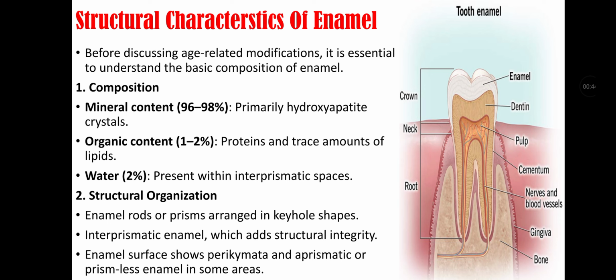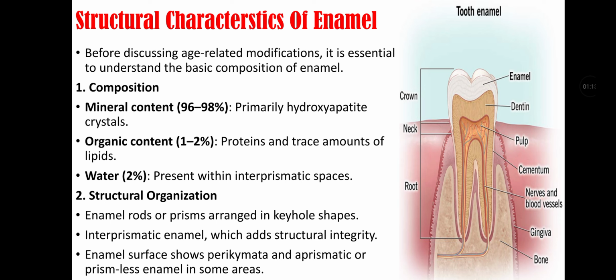Structural characteristics of enamel. Before discussing age-related modification, it is essential to understand the basic composition of enamel. Enamel has a mineral content of about 96 to 98%, primarily hydroxyapatite crystals. It has an organic content of 1 to 2%, which is protein and trace amounts of lipids. It also has a water content of about 2%, present within the interprismatic spaces.